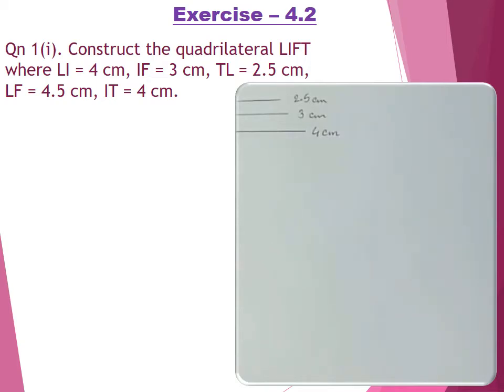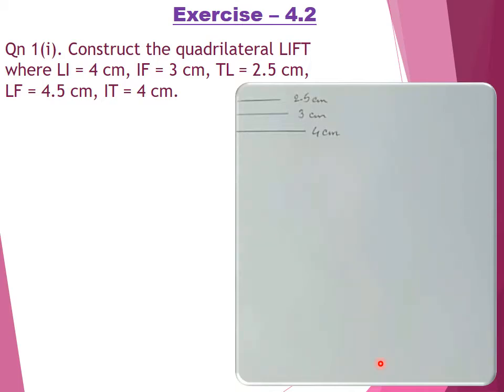Exercise 4.2, question number 1-1. In this exercise, we will learn how to construct quadrilaterals where the lengths of two diagonals are given along with the length of a few sides. In this question, we have to construct a quadrilateral LIFT where the lengths of the sides are given as LF is equal to 4.5 centimeter, LI is equal to 4 centimeter, IF is 3 centimeter, LT is 2.5 centimeter and IT is 4 centimeter.